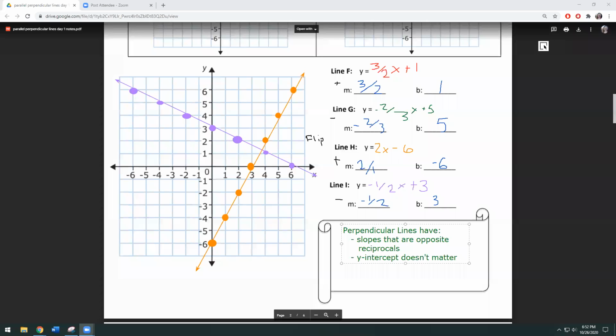And then it's also important to note that the y-intercept does not matter. So if they have the same y-intercept, that just means that they cross at our y-intercept. And that's okay.